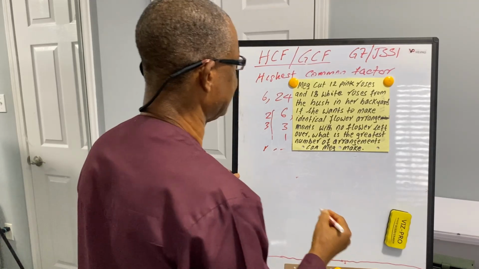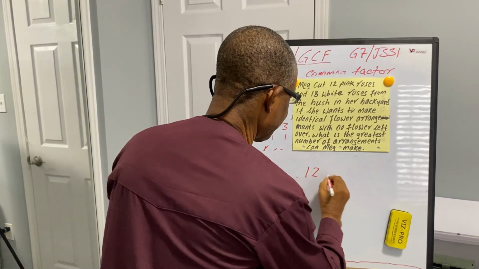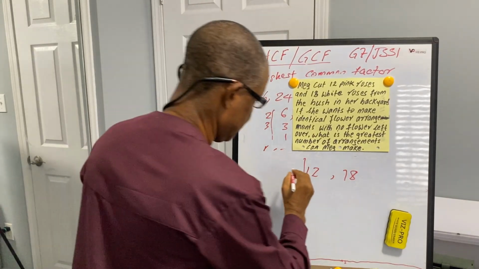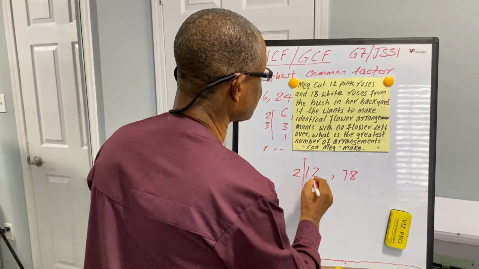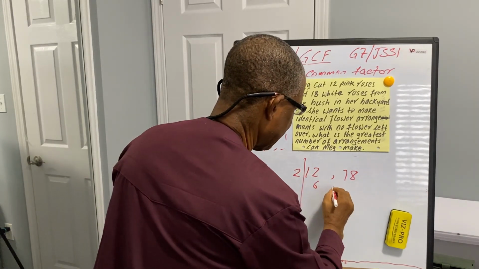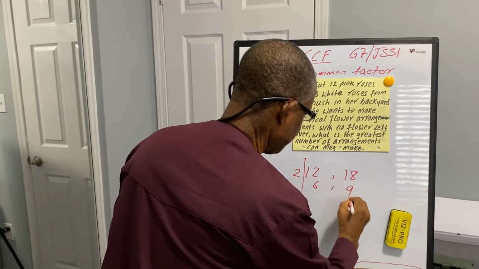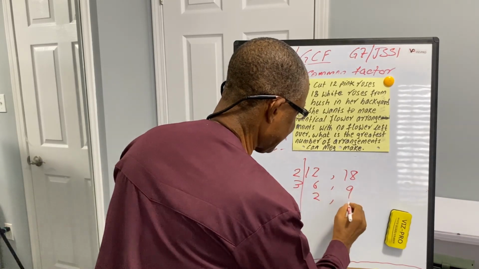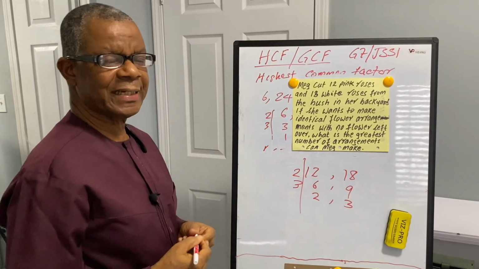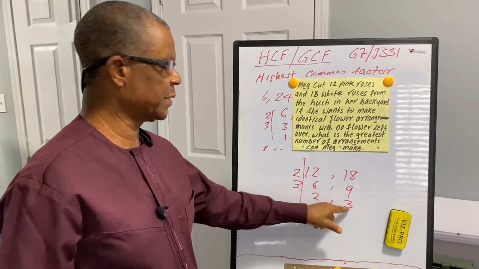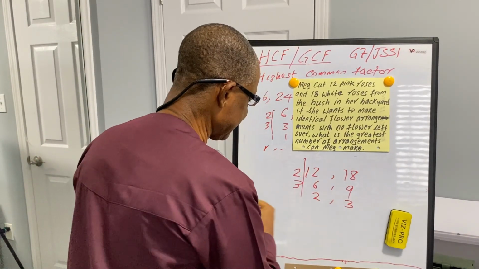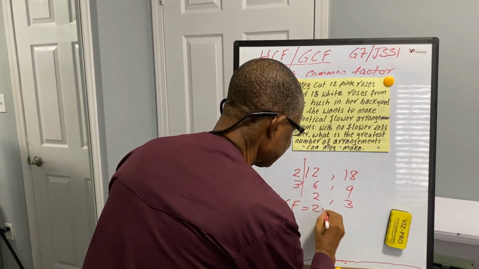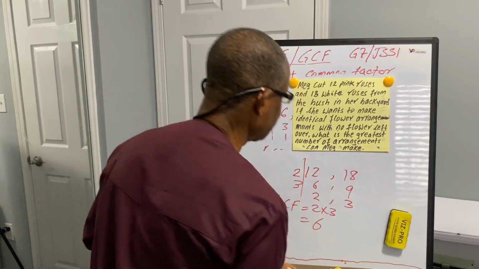You simply take 12 and 18. 2 will go: 2 here will give us 6, and 2 here will give us 9. Something else can do that, and that is 3: 3 dividing 6 gives us 2, and 3 dividing 9 will give us 3. Nothing can divide 2 and 3 without a remainder. So our highest common factor, or greatest common factor, is 2 times 3, which is 6.